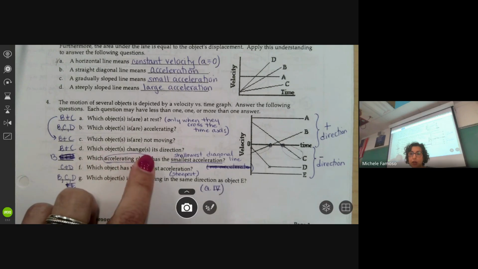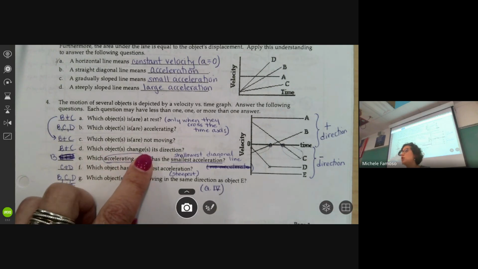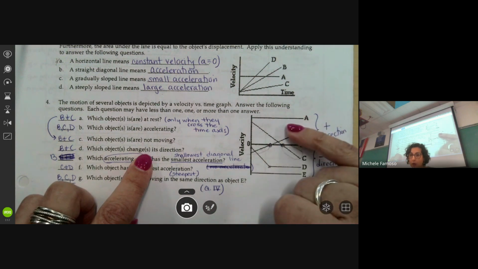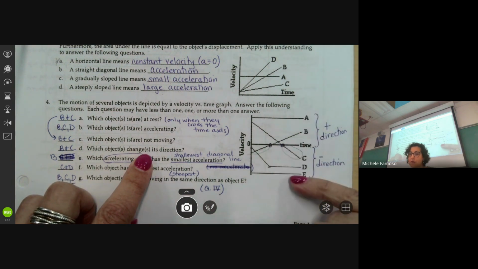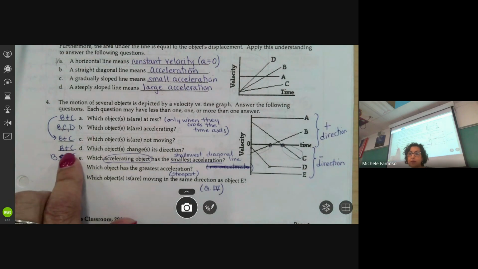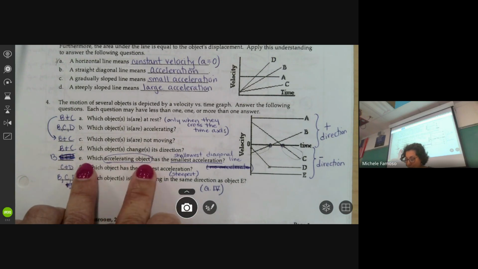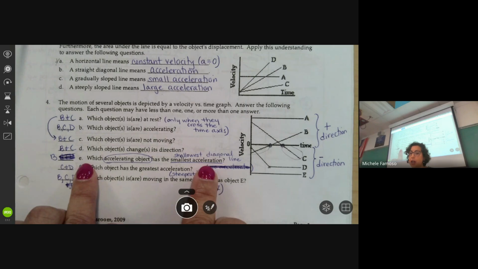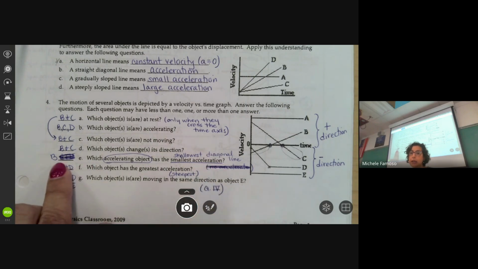Letter D, which objects change direction? Changing direction means it goes from the top part of the graph to the bottom part, quadrant 1 to 4 or 4 to 1. They cross the time axis. That's graphs B and C again. Letter E, which accelerating object has the smallest acceleration? That means we're looking for the shallowest diagonal line. That would be graph B.